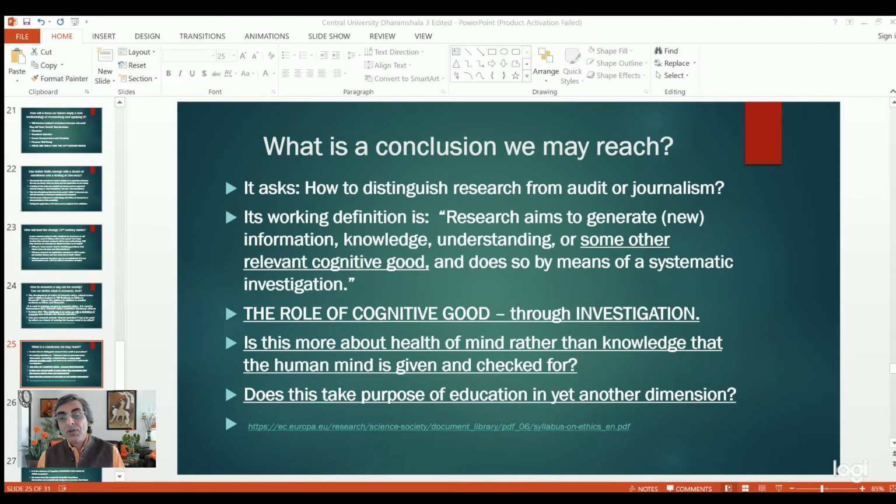We are expanding this to include self-investigation. So is there more? Isn't this more about health of the mind rather than knowledge that the human mind is given and checked for? You are giving an exam and checking for the knowledge that is there in the human mind. But are we trying to do something about the health of the mind? Will this kind of question answer take the purpose of education in another dimension?